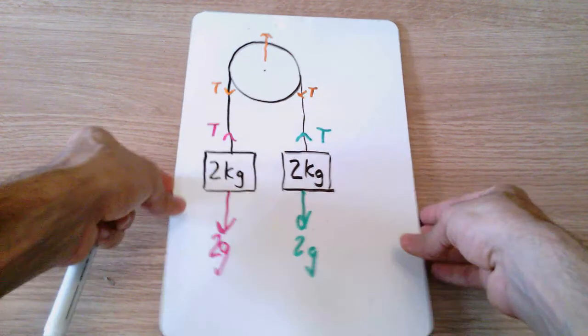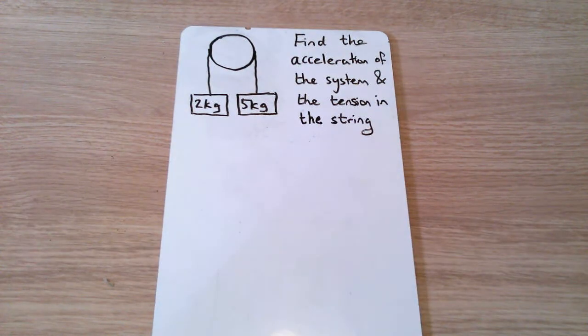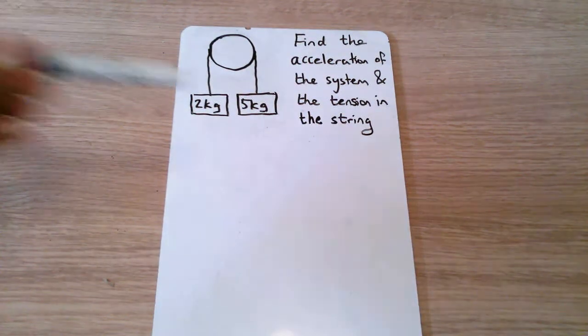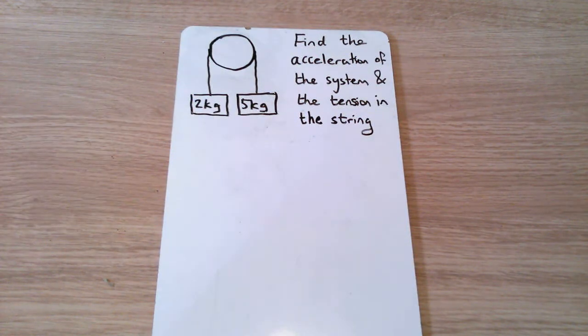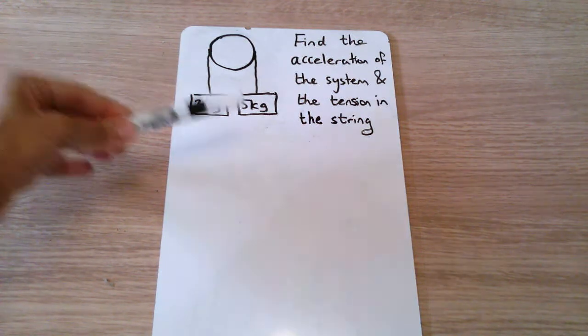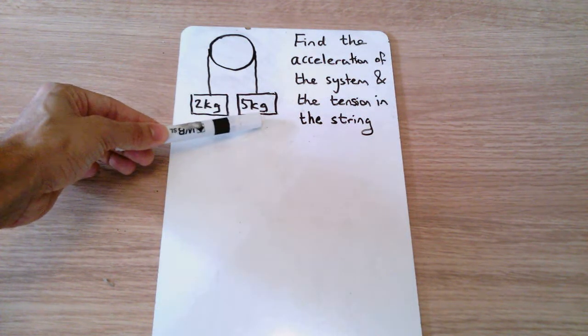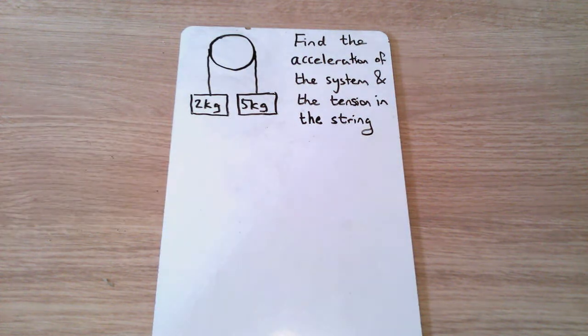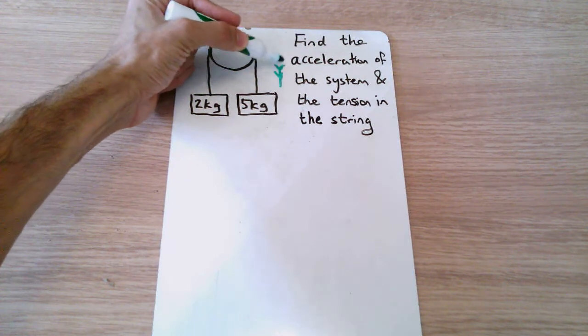Now most pulley questions, or all pulley questions, don't really look like that. I have a slightly different scenario for us to look into, and that is this one over here. The difference in this case is that I've got a 5 kilogram block on the right hand side and a 2 kilogram block on the left hand side. Now because the 5 kilogram block has more mass, it's going to cause this system to accelerate downwards on the right hand side. It's going to cause this acceleration over here.